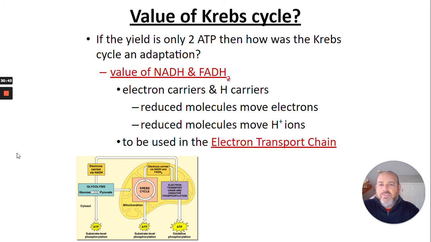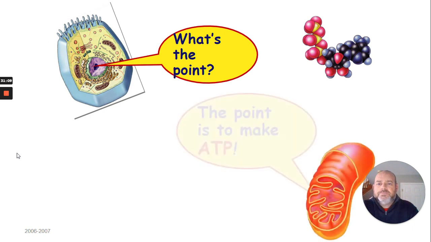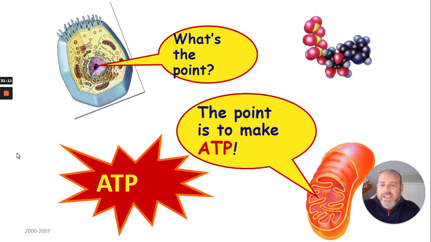So what's the value of Krebs? If you're only getting 2 ATP, why go through all of that? Well, those electron carriers, that's going to be what makes the difference for us down the road. Okay, we broke down all the glucose, we stripped everything out of there, and now we have some reduced molecules that we can move over to the electron transport chain, and then we can really start making some ATP, hopefully. So what's the point? The point is to make ATP. So we've gone through glycolysis and Krebs.